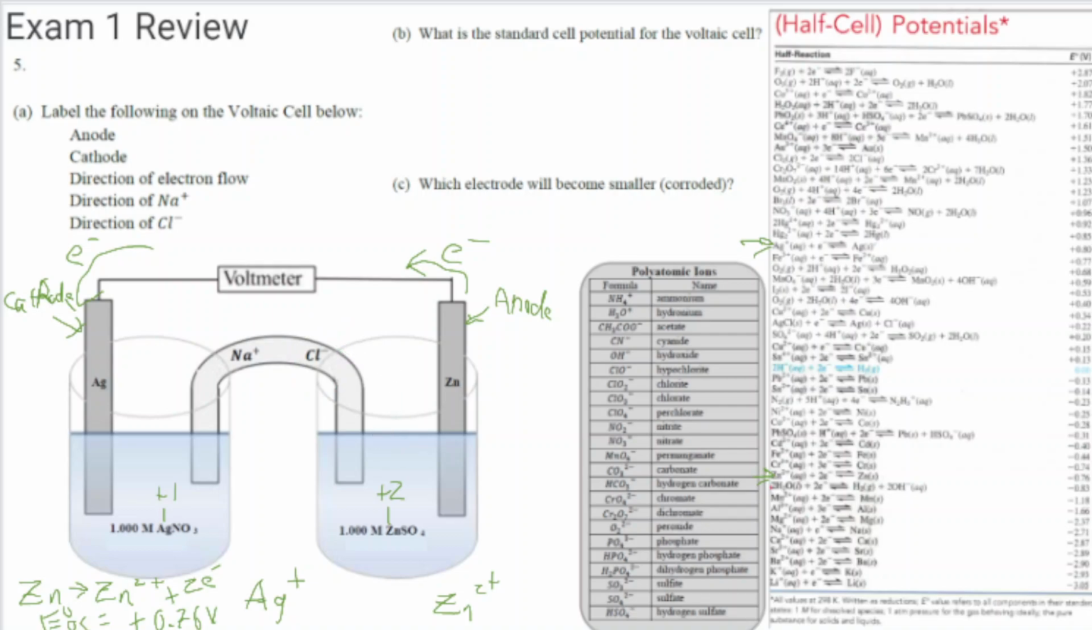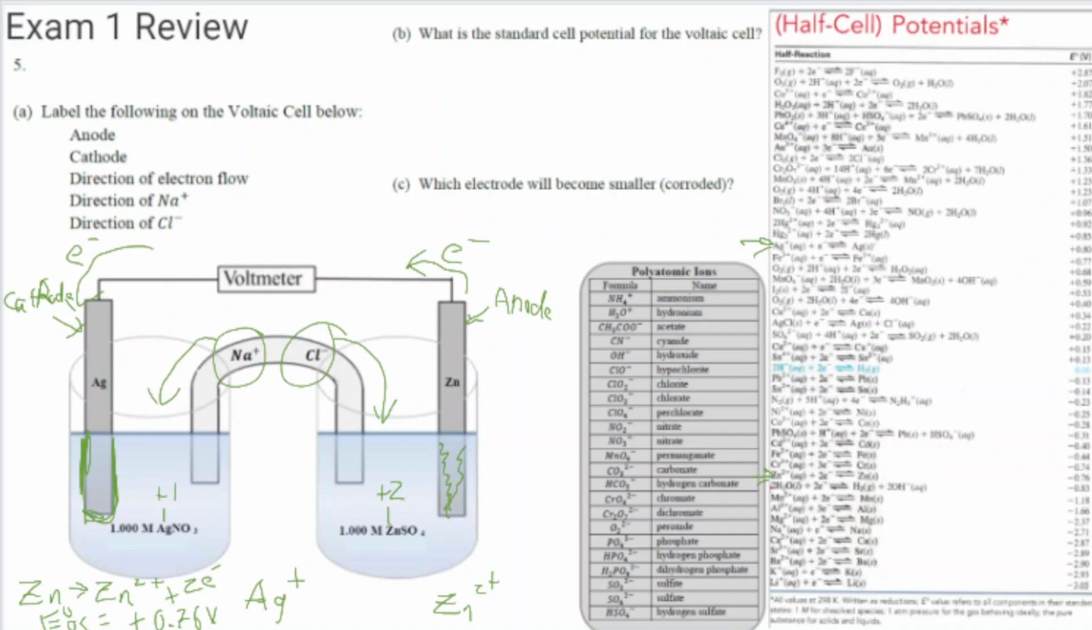All right, so let's go ahead and label those. Our sodium will go this way, our chlorine will go this way. So our sodium plus is going to go into the silver nitrate solution. The chlorine minus is going to go into the zinc sulfate solution. All right, so looks like we labeled everything on there. And I talked a little bit about how the silver is going to plate onto the silver electrode. And then I didn't mention this, but our zinc is going to corrode into zinc 2 plus, and as that happens, this electrode is going to get smaller and smaller, or corrode away.